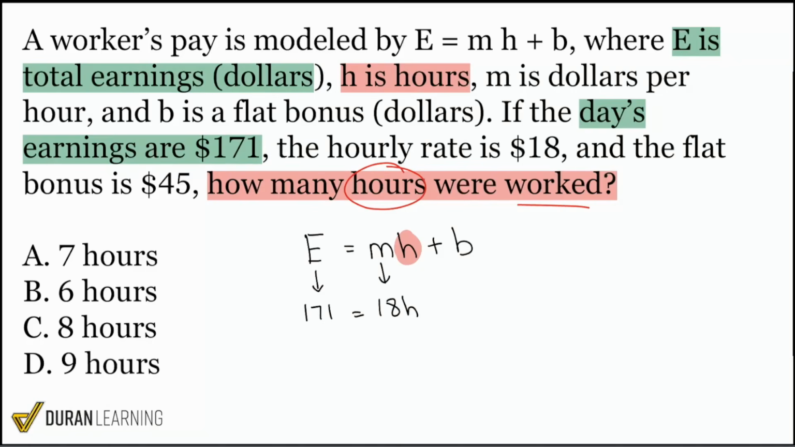And then B is that bonus. Again, B is a flat bonus. And then the flat bonus here is $45. So there we are. We have all of the information that we need. And now we can solve this equation.